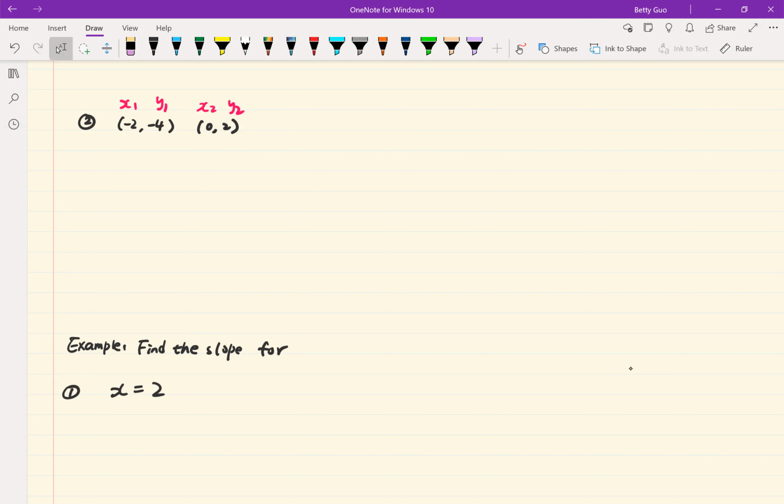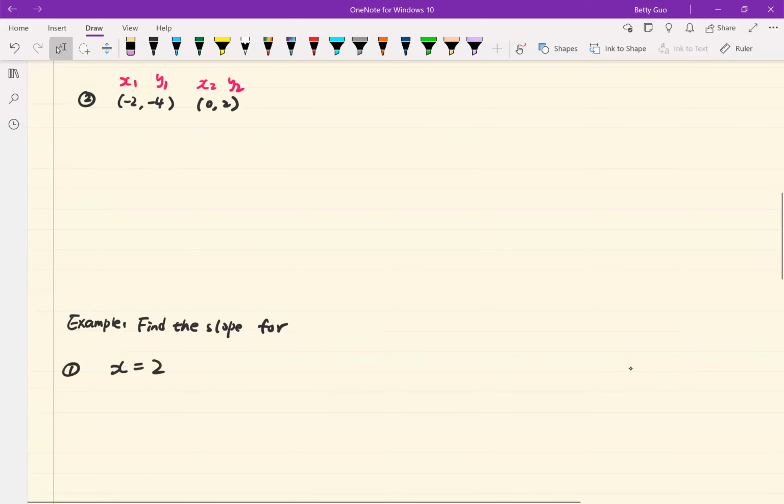We have the formula on the board. We learned the formula yesterday, right? And at the end of yesterday, I gave you the second problem, asked you to work on your own. Anybody have the answer? Did anyone work on this problem and have the answer for the slope?